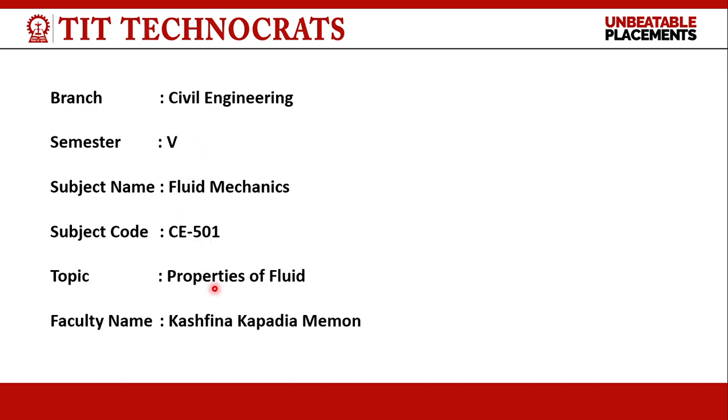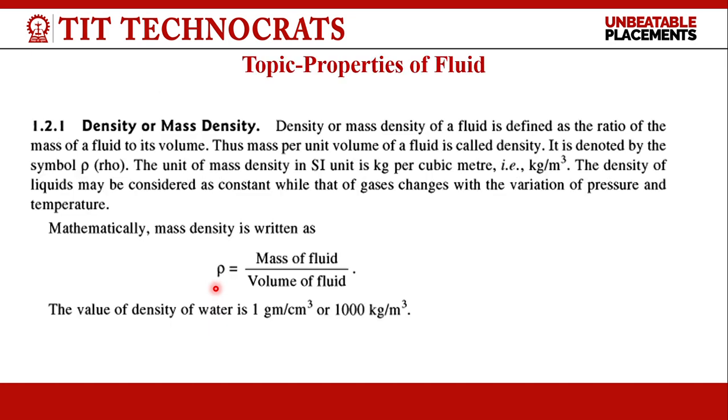Today we will discuss the properties of fluid. The first property of fluid is density or mass density. The density of any fluid is defined as the ratio of the mass of the fluid to its volume. So we will take the mass of any particular fluid and divide it by the volume of the fluid to get its density. Generally the unit is taken as kg per meter cube.